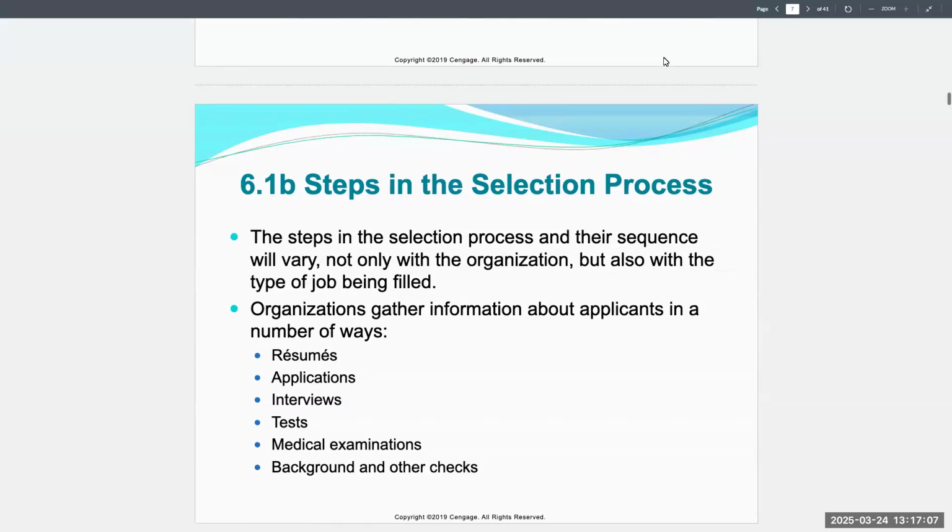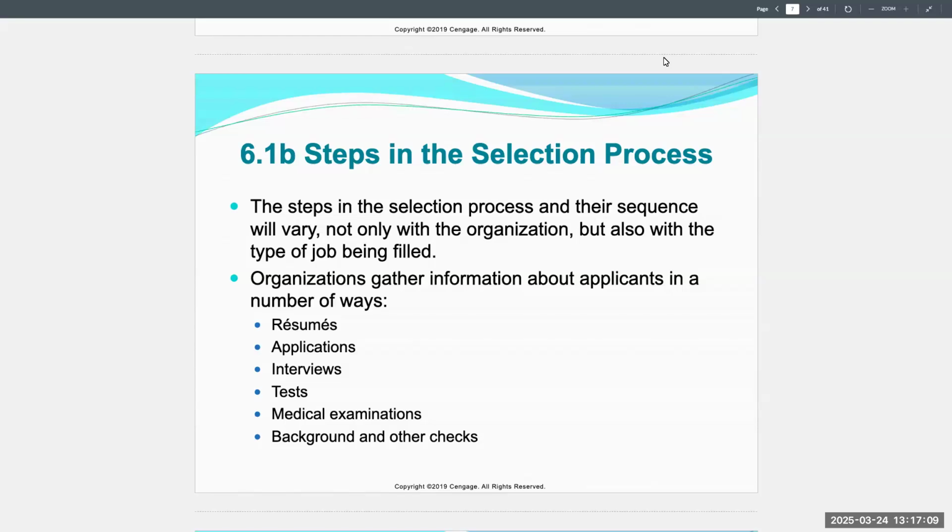So the selection process is not a one-size-fits-all formula. It's a sequence of steps that should be customized to the position and organizational context. That said, there are common things that nearly all organizations follow, starting from the initial gathering of the data to the final hiring process.